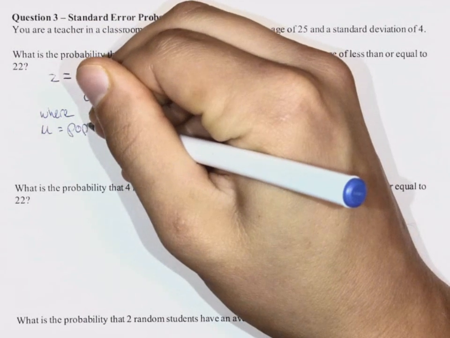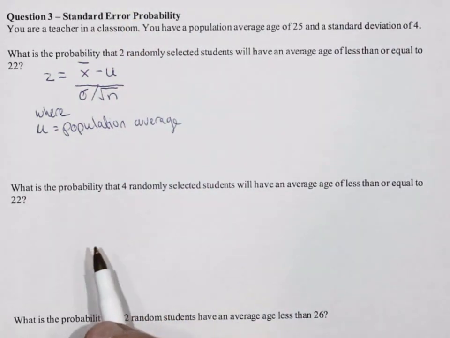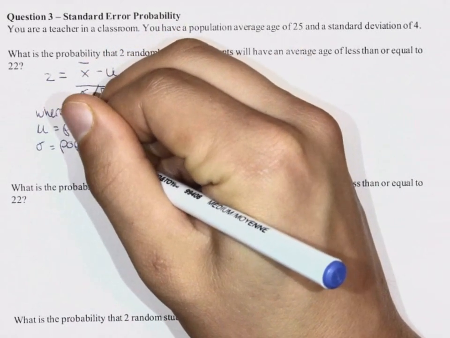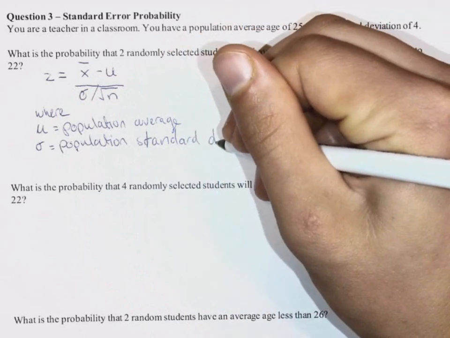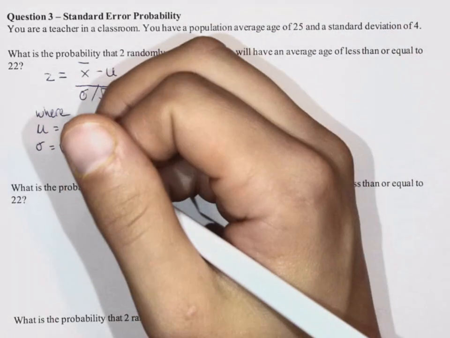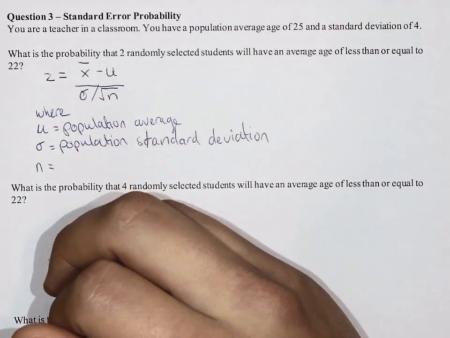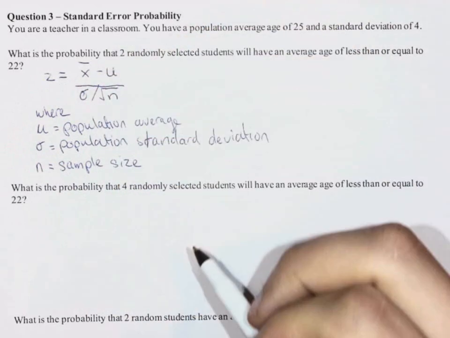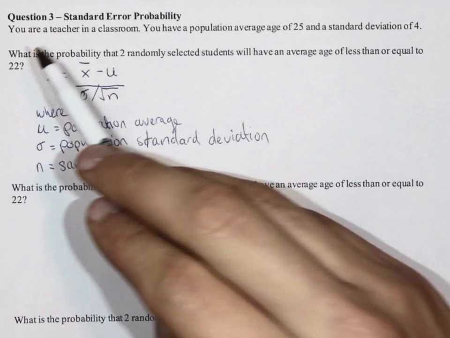U equals our population average, which is 25, sigma is the standard deviation of our population, which is 4, n, which is our sample size, in this instance it's 2, and our x bar, which we're trying to find the probability for, would be 22.